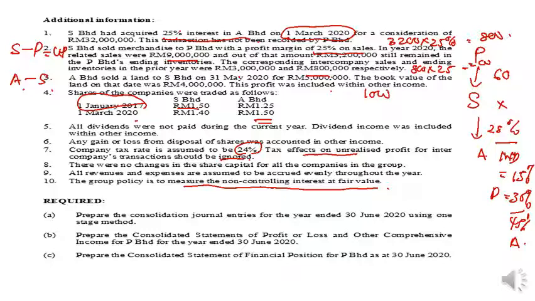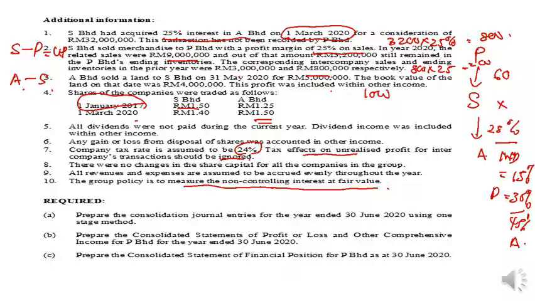Then it said that the intercompany sales and ending inventory in the prior year was 3 million and 800 in ending inventory. So this is your URP brought forward. So your URP brought forward here is 800 times 25%, which is equal to 200. So 200 is the URP brought forward. This one is between S and P.